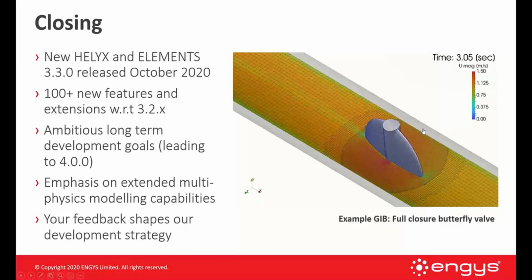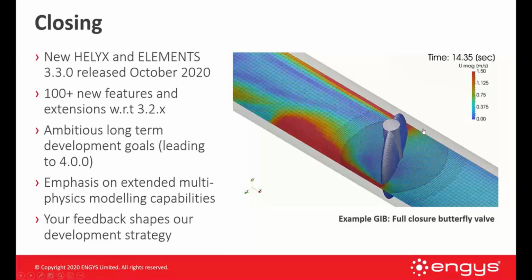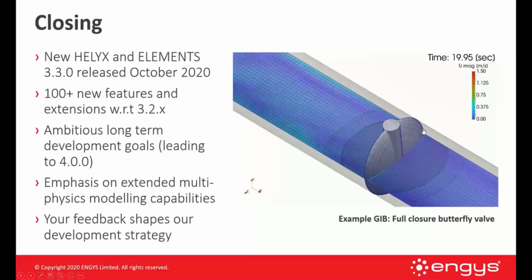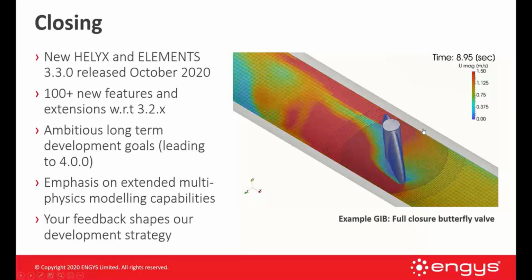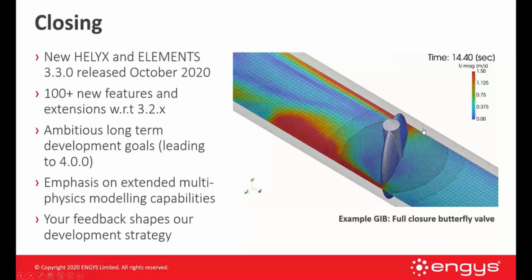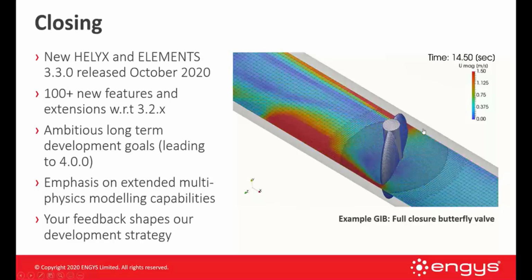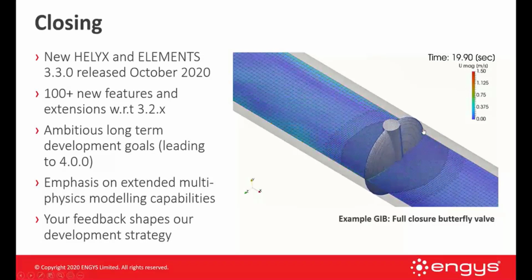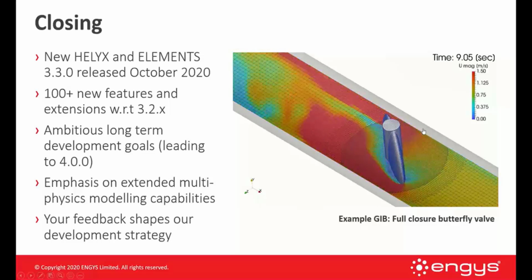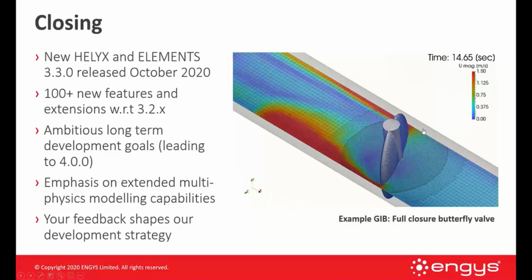Okay, so in conclusion, HELYX and ELEMENTS 3.3 will be released in October 2020. We have more than 100 new features and extensions with respect to the previous 3.2 versions. We have an ambitious long-term development plan and goals leading to what we call internally version 4. And we would like to put special emphasis on extended multi-physics and modeling capabilities. This is our target, and we are developing brand new solvers for that.